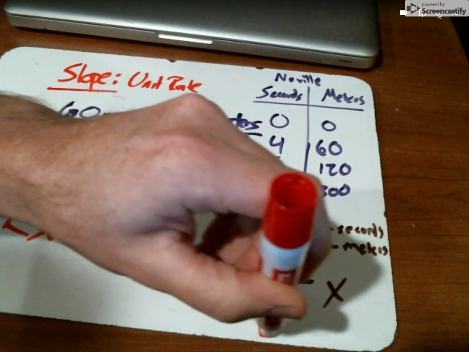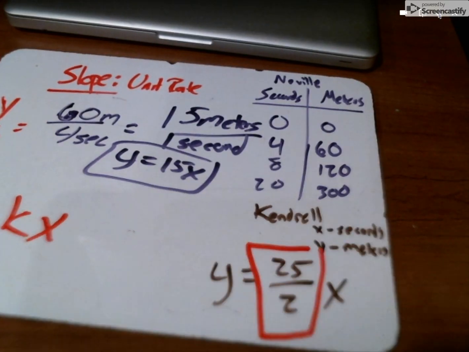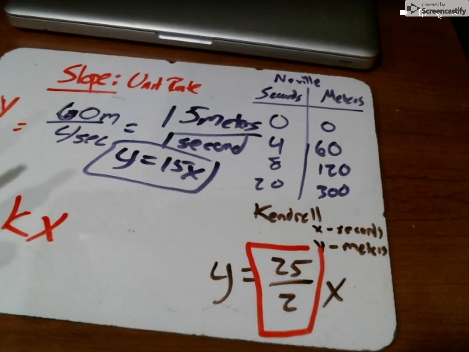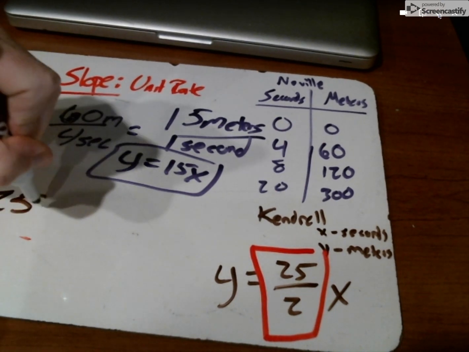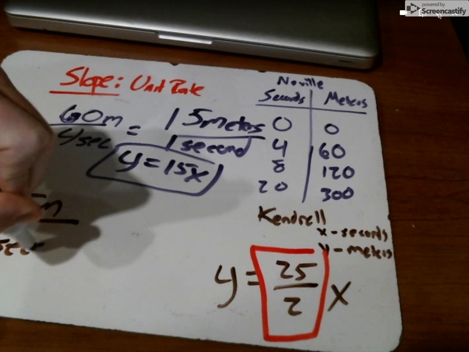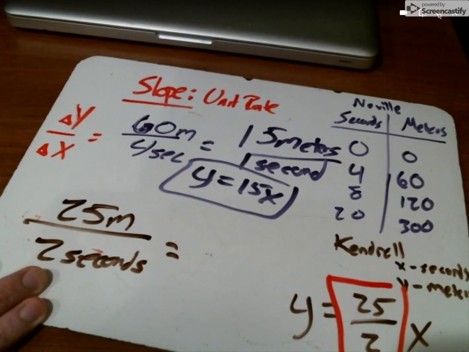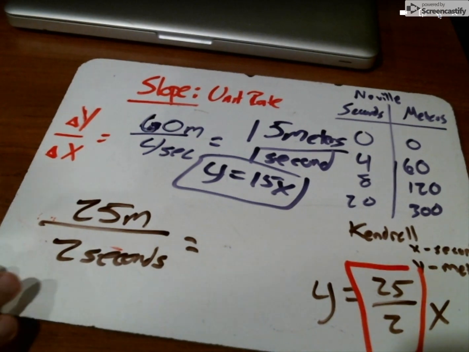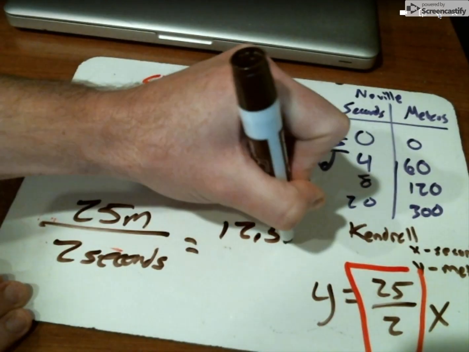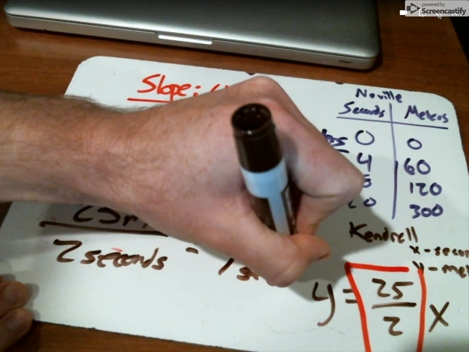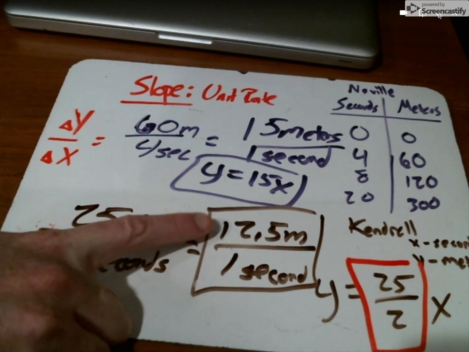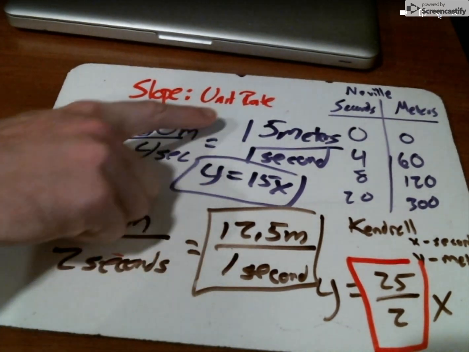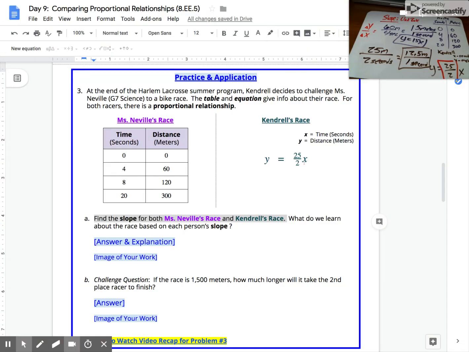is that 25 over 2 unit rate that's getting multiplied with every single second or every single x. If we simplify that unit rate, that's really telling us Kendrell rides his bike at 25 meters every 2 seconds. And if we simplify that unit rate, 25 meters every 2 seconds, then we would get to 12.5 meters for every 1 second. So there's our unit rate for Kendrell, or his slope, 12.5 meters per 1 second, 15 meters per 1 second for Miss Neville.